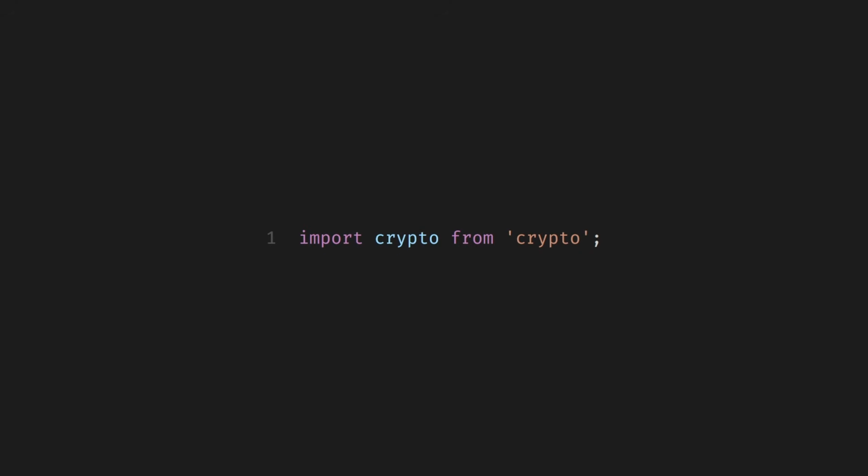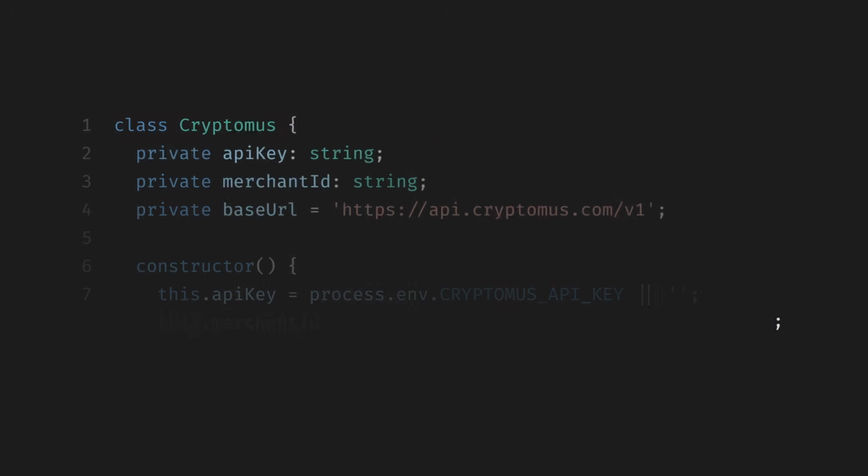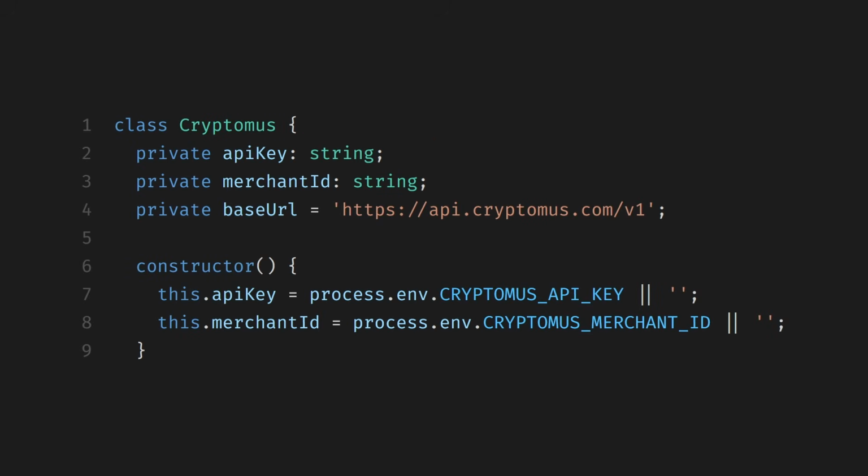First, we import crypto from Node. Then we create a class called Cryptomus to organize all our payment logic. Here, the constructor grabs your API key and merchant ID from environment variables. These are required to authenticate every request to Cryptomus.